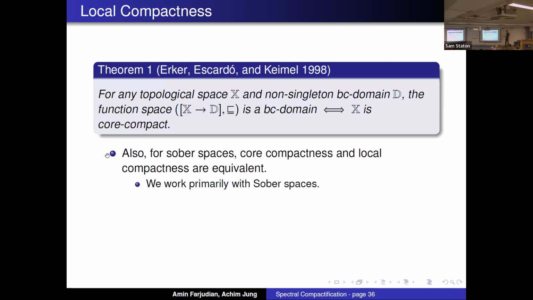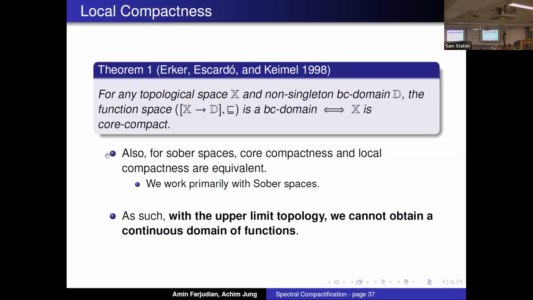So in sober spaces, core compactness is local compactness. So essentially, when we don't have local compactness, we have a problem. So in summary, so far, the upper limit topology, if you use that, you don't get a continuous domain of functions. So you cannot do proper computation.